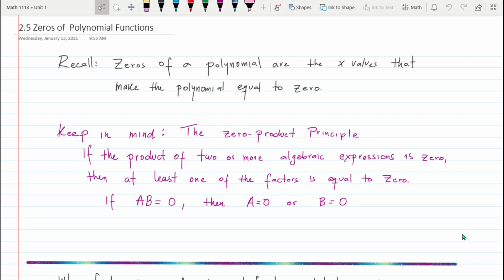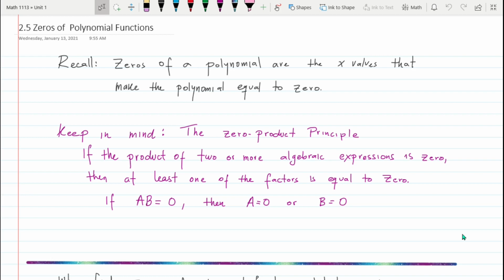Before we begin, let's recall that zeros of a polynomial are the x values that make the polynomial equal to 0. If you're looking at a graph, it is where the graph crosses the x-axis.